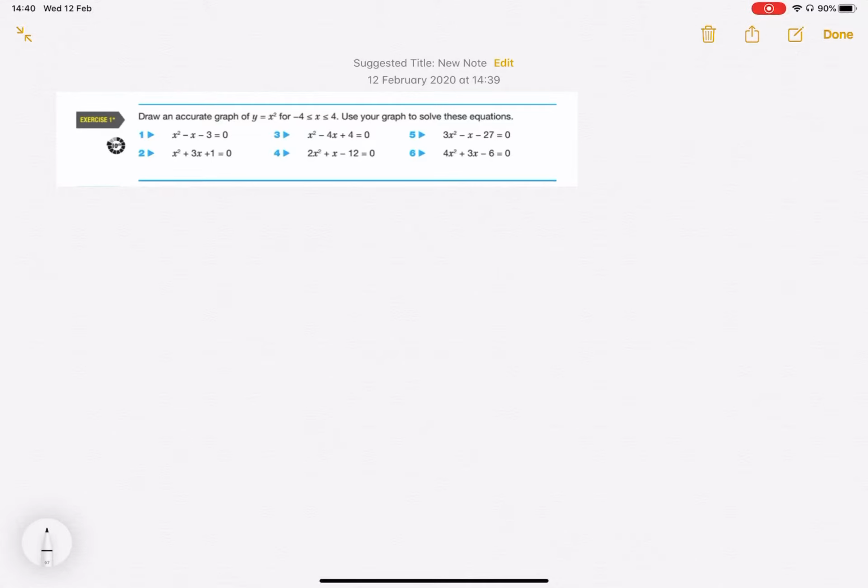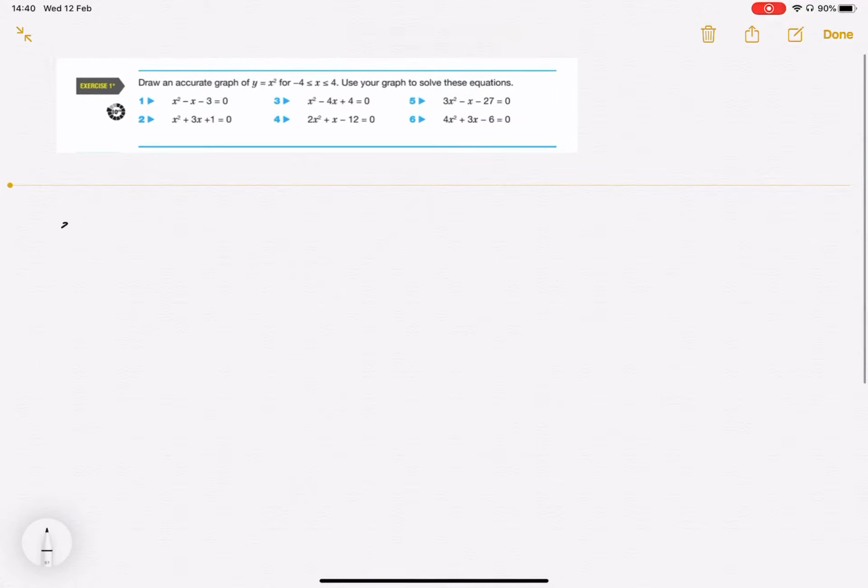Okay, so this is to answer Kaylee's question about exercise 1 star. What we're doing is we're using the graph of y equals x squared for -4 to +4, and we're going to use these graphs to solve the equations below. So we've got this one first, number 1, x squared minus x minus 3 equals 0.